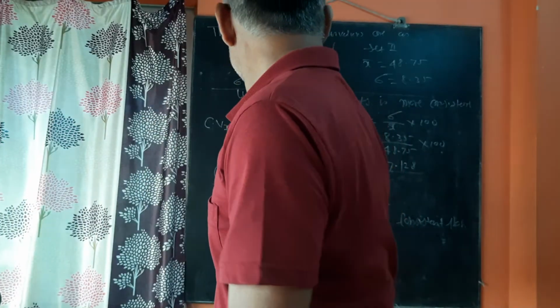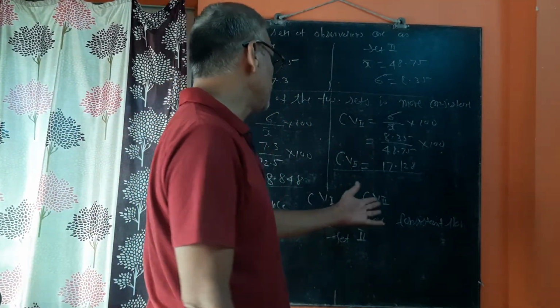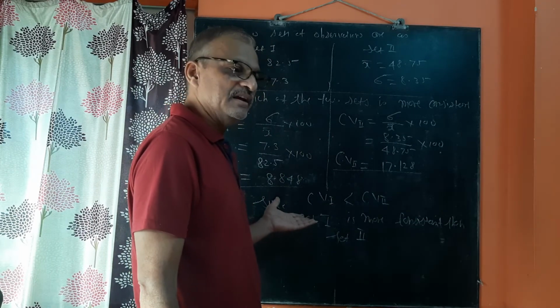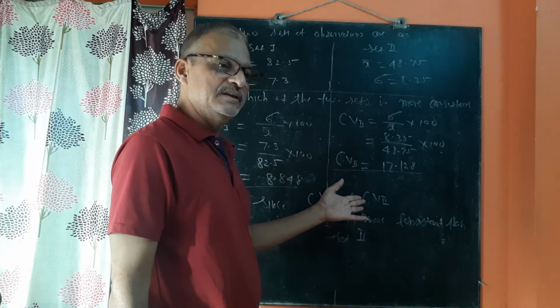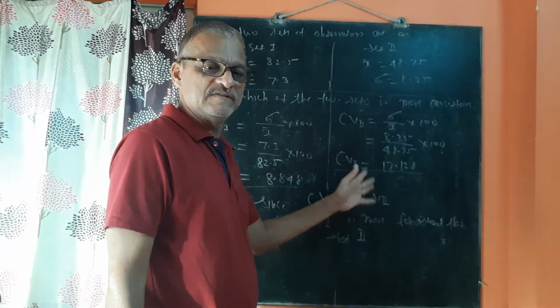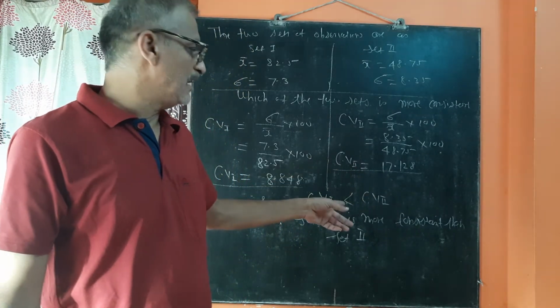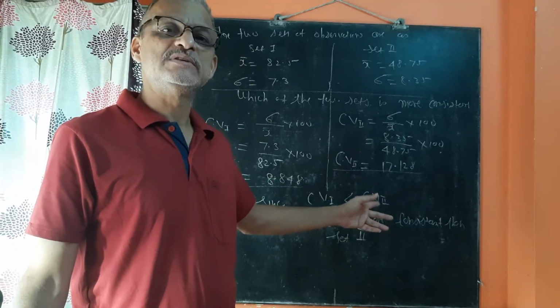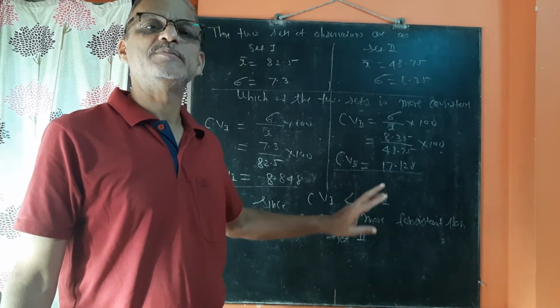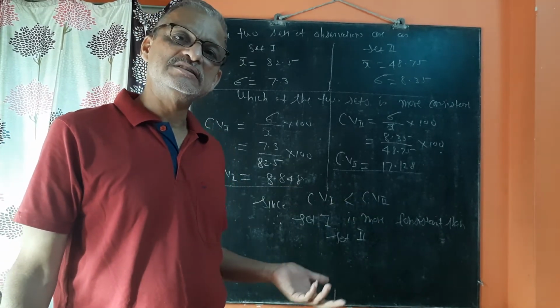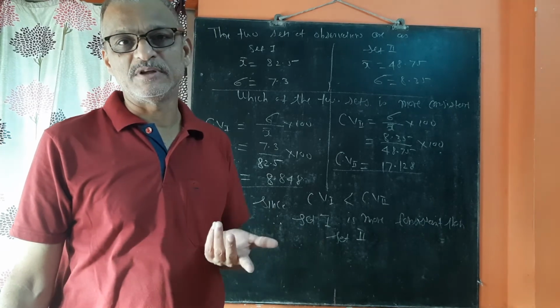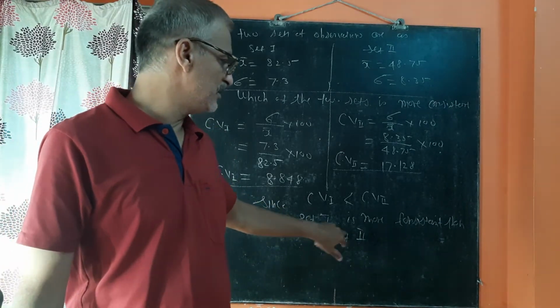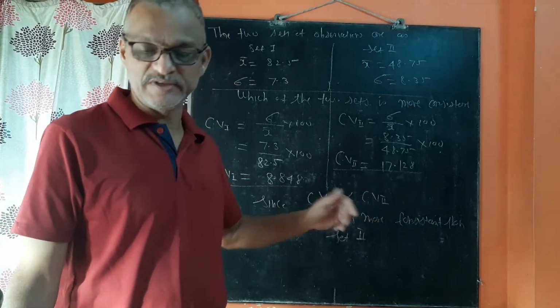Now here set 1 is more consistent, that means set 2 is more variable than set 1. Or in set 2, you will get more variability. In exam they can ask, out of this set, which one has more variability? That means the set which is not consistent, that will be more variable. So 1 is more consistent, that means 2 is more variable.